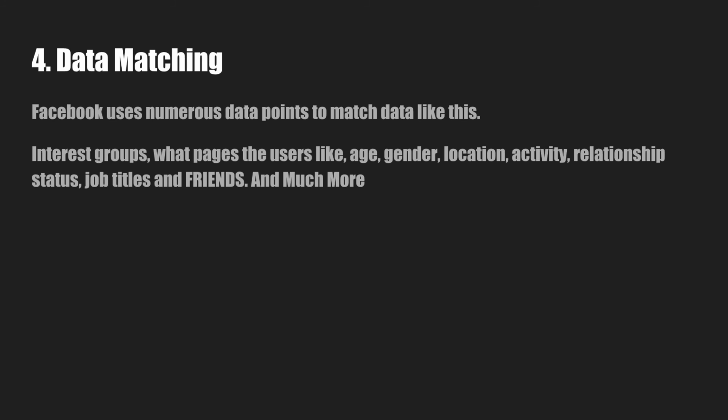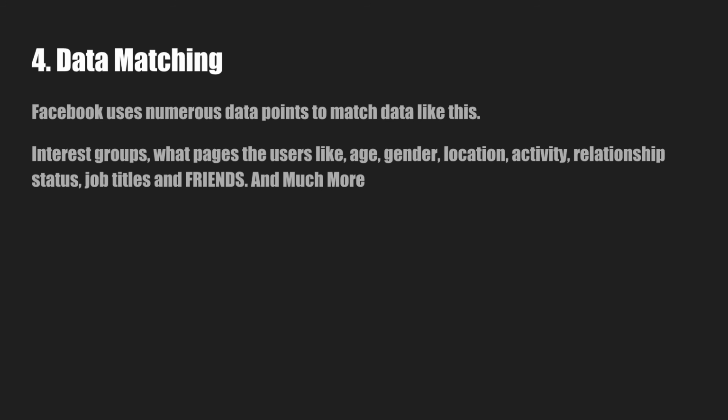So data matching, how does it work? Basically, they use numerous data points to match data like this. I just explained some: interest groups, which is what you can target on Facebook, what pages the users like, so there are fan pages and stuff. And then you have age, gender, location, as in where they are in the world, and activity, like how active are they on Facebook? Do they come on once a day? Do they stay on 3 hours? Do they stay on 6 hours? Relationship status, job titles, and friends, and much more, okay?